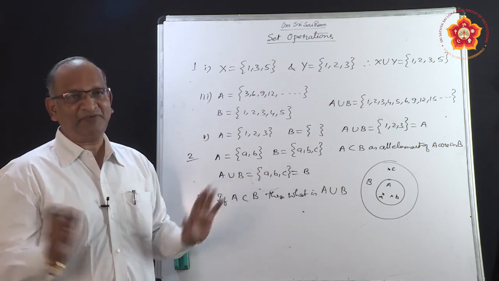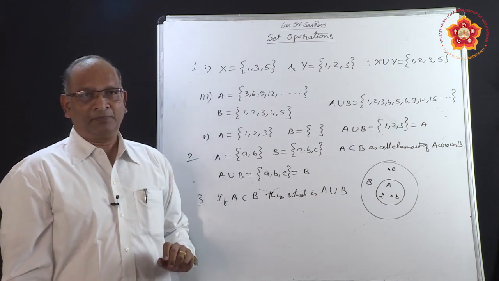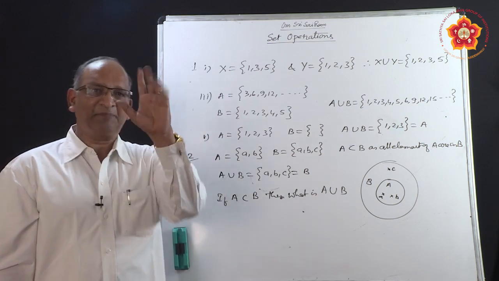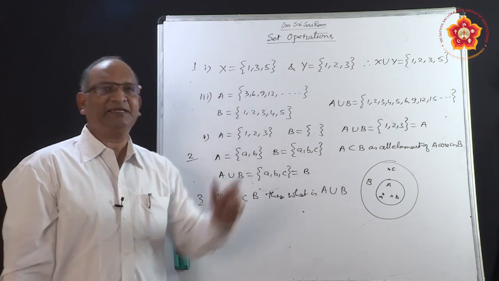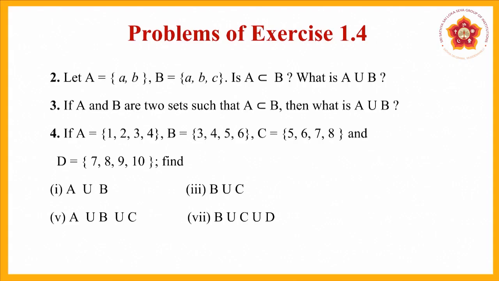What is common between them? In that case the answer is A. So if A is a subset of B, A union B is B. If A is a subset of B, A intersection B is A. Okay, let us move to the next problem.